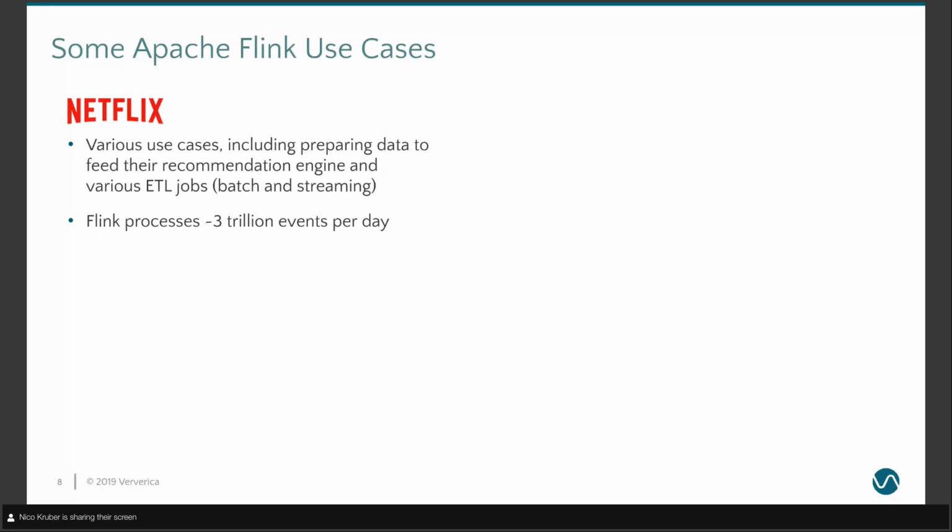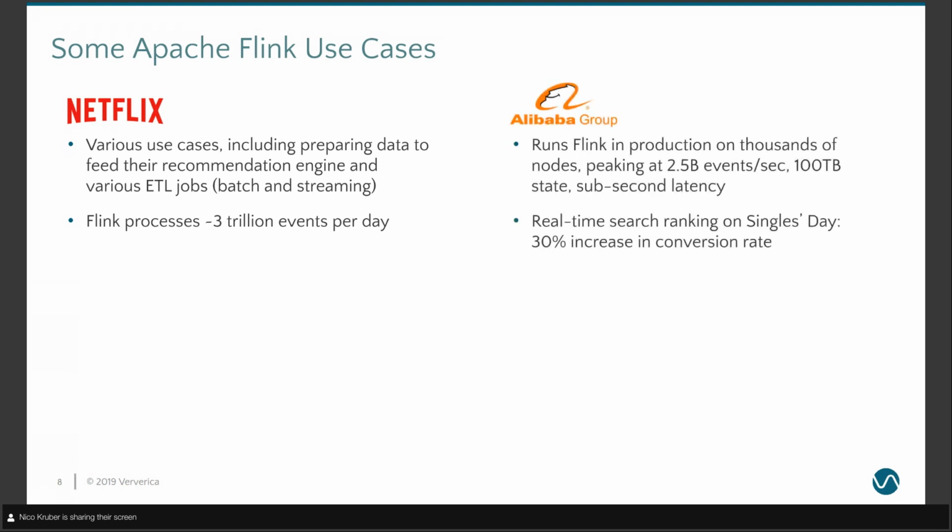Netflix, for example, has various internal use cases, including the preparation of their data feeds for the recommendation engine. And they also have various ETL jobs, both batch and streaming, internally. With their size and being at the core of the recommendation engine, Flink is processing roughly 3 trillion events per day. And I think that's a measure from 2018, so it might even be more now. Just to give you a picture of what Flink is actually capable of.